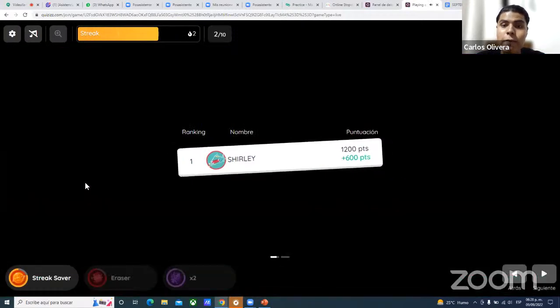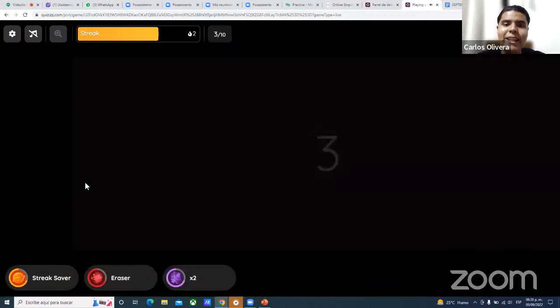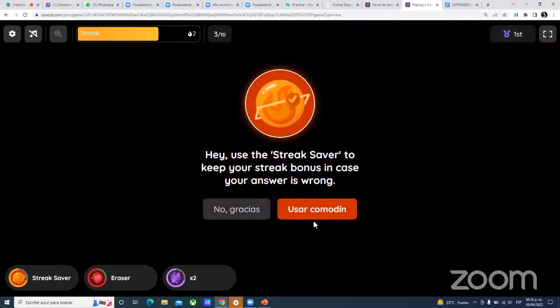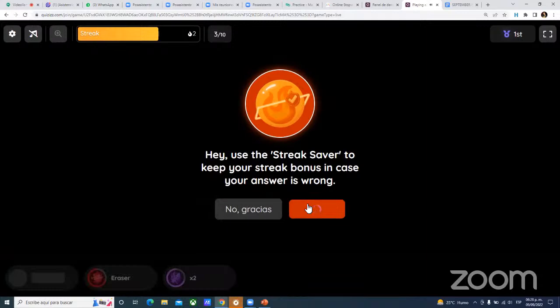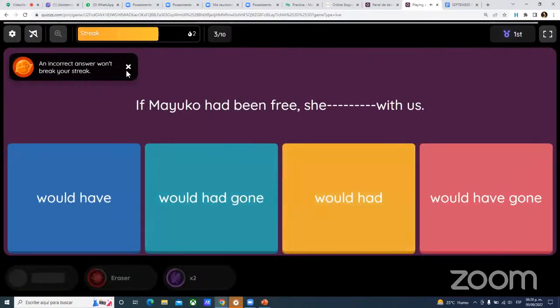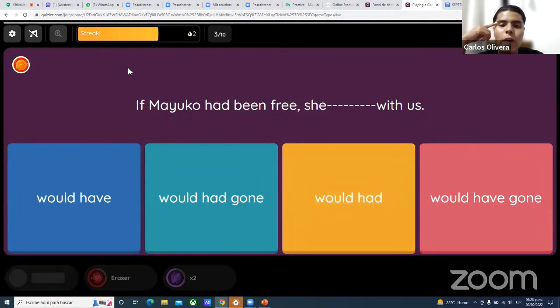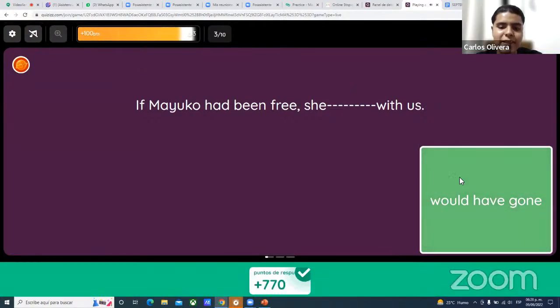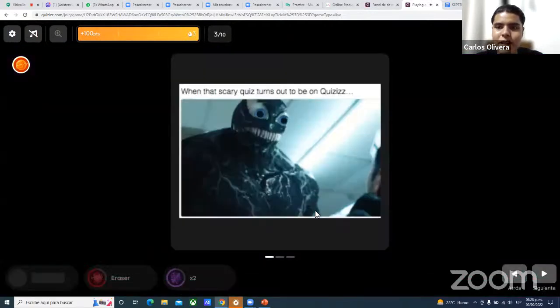Yeah, very good. Remind, what is the first rule of this structure? That it must start with an if sentence, right? It must start with if. Very good. You did it pretty well. Okay. If Mayuko had been free, she, and here we have would, finally. She would have gone with us. Fantastic. Very good. Fantastic, Shirley. Fantastic.